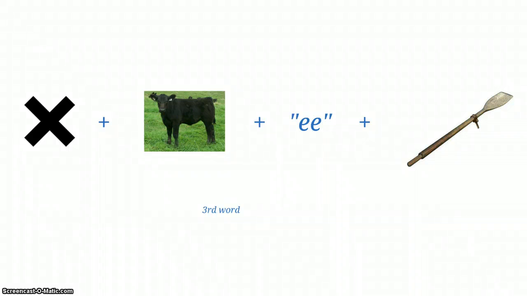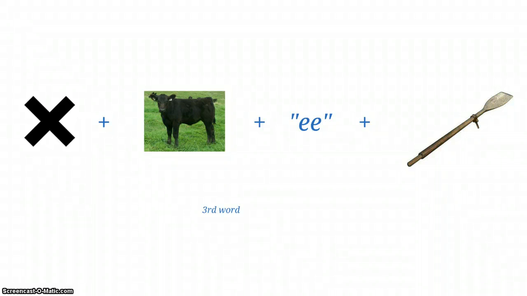X plus, plus the sound of two E's, plus the image on the right. Here's a hint. That's not a paddle. Not a paddle. X plus, plus E plus. It's a four-syllable word. May take you a little while to figure this one out.